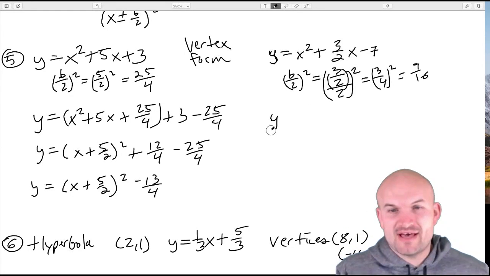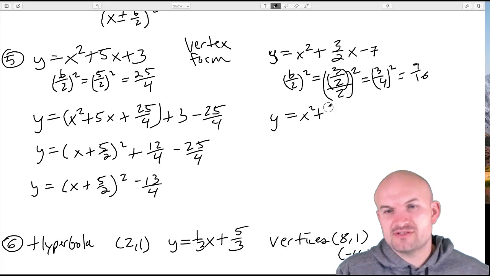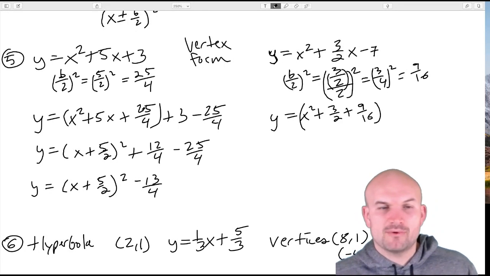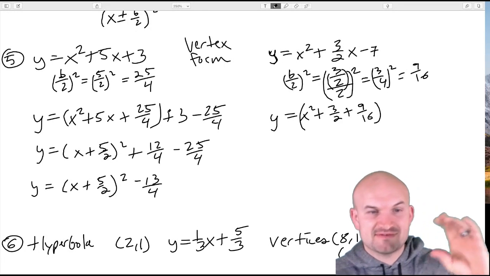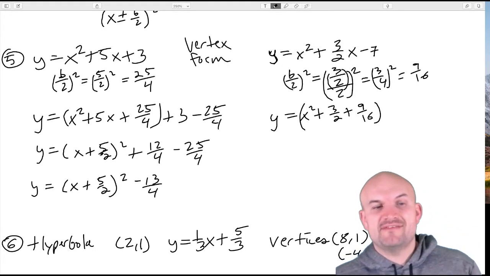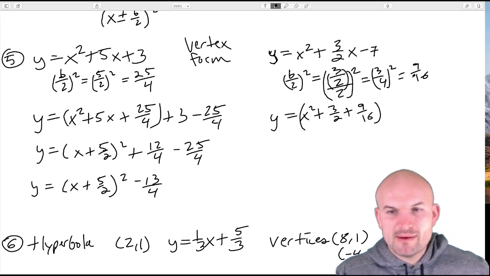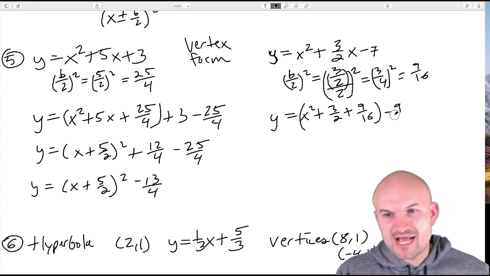So I'm going to take that value, x squared plus 3/2 x plus 9/16, and now that is a perfect square trinomial. And again, guys, you can always check your work, right? Does 5/2 times 5/2 give me 25/4? Yes. Does 5/2 plus 5/2 give me 5? It does, right? But again, remember, we just can't add 9/16. We have to subtract 9/16 and then minus a 7.